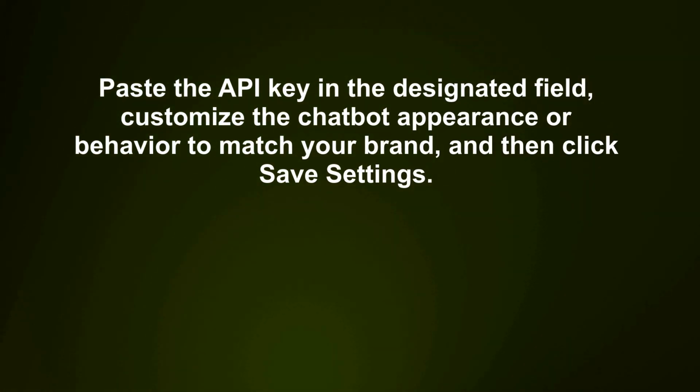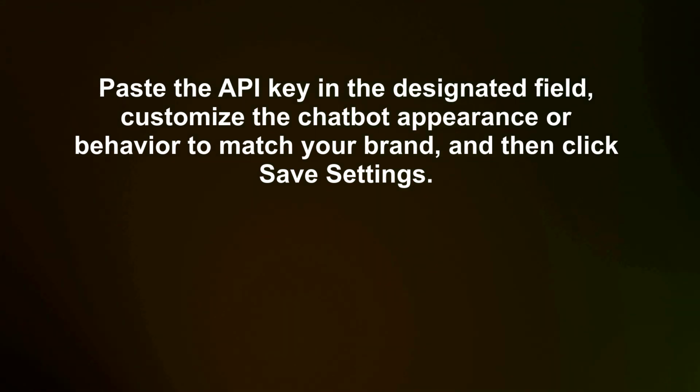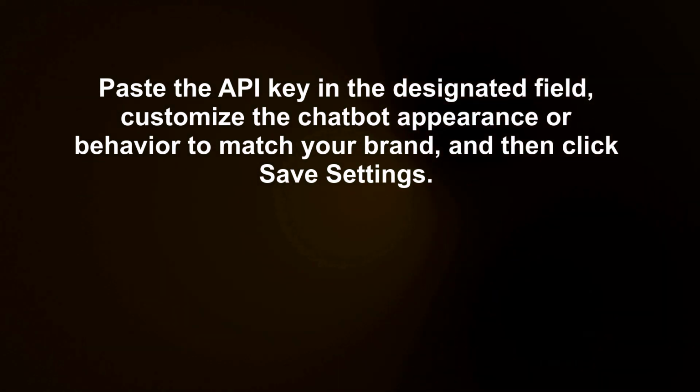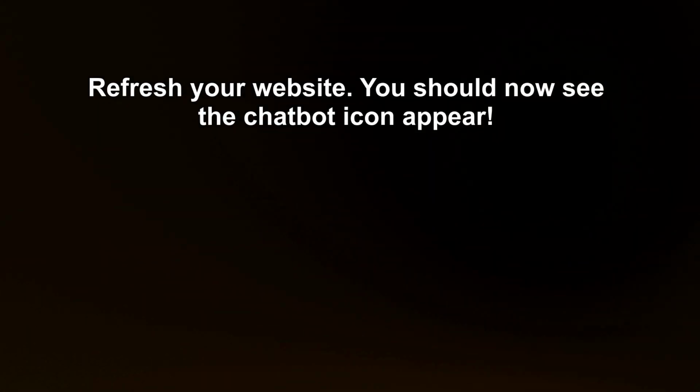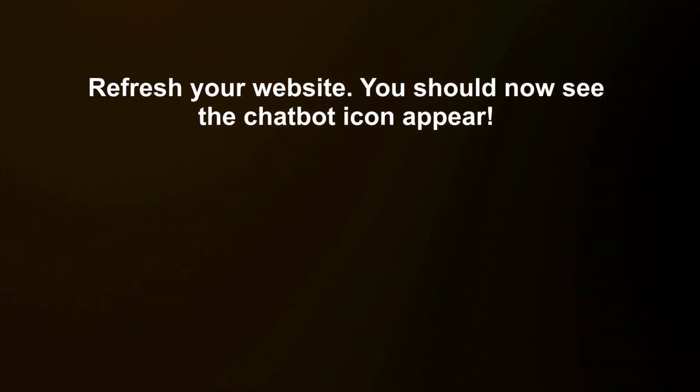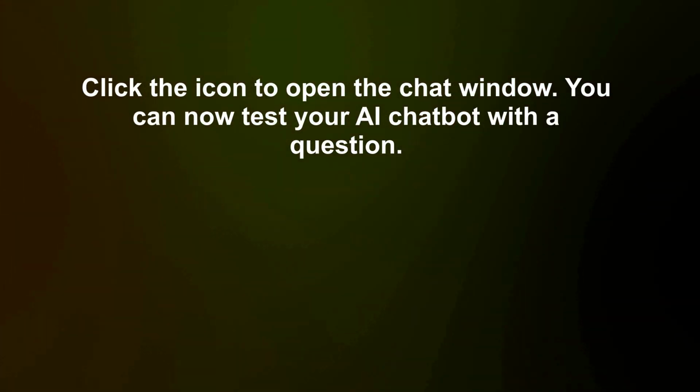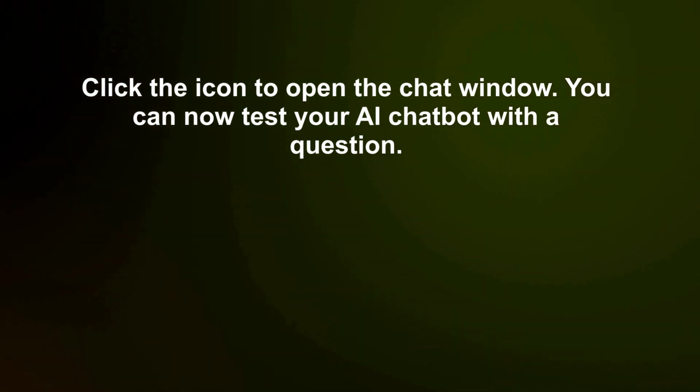Paste the API key in the designated field, customize the chatbot appearance or behavior to match your brand, and then click Save Settings. Refresh your website. You should now see the chatbot icon appear. Click the icon to open the chat window. You can now test your AI chatbot with a question.